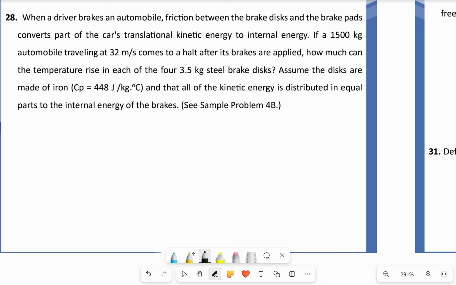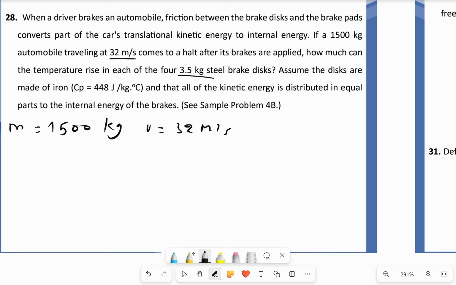Assume that the discs are made of iron, Cp is equal to 448 joules per kilogram per Celsius, and that all the kinetic energy is distributed in equal parts to the internal energy of the brakes. Now, as you know, we have velocity, so we're going to what? The mass of the automobile is equal to 1,500 kilograms. Velocity is equal to 32 meters per second.